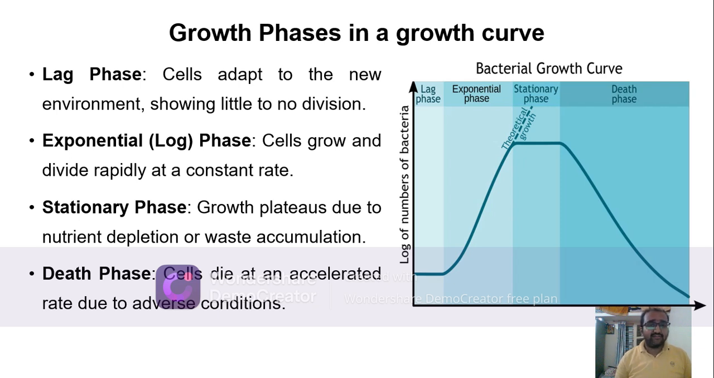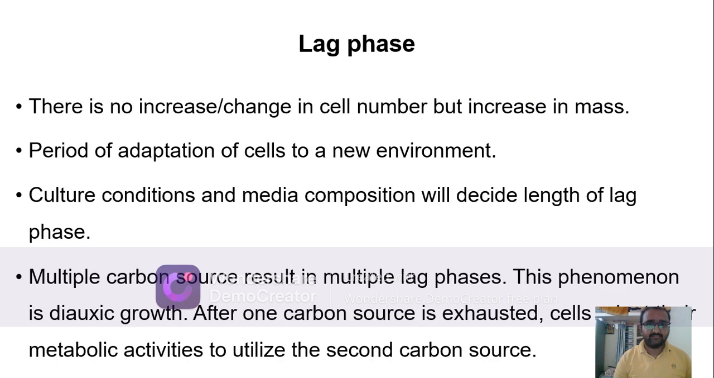In the lag phase, the cells adapt to the new environment, showing little to no division. In the exponential phase, cells grow and divide rapidly at a constant rate. In the stationary phase, growth plateaus due to nutrient depletion or waste accumulation, which means there is no net growth rate. In the death phase, cells die at an accelerated rate due to adverse conditions.